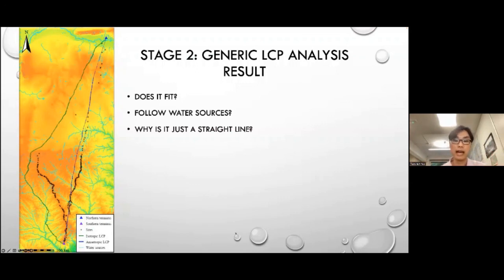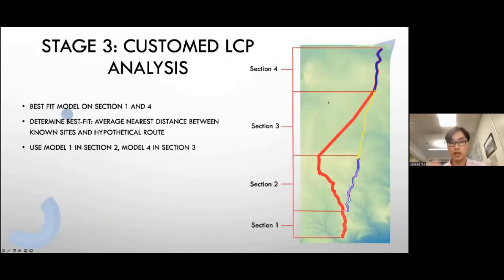And then finally there is stage 3, which at the moment I'm still processing. It's basically using what we've learned from stage 1 and stage 2 and implementing it into the model creation. I've divided the road itself into 4 different sections. The reason is that the topography is very different, as I mentioned before. Section 1 and section 4 are used to build a best fit model. How do I do that? I'll be using the regression result and all the covariates and then try to build a best fit model by calculating the average nearest distance between the known sites and the hypothetical route.